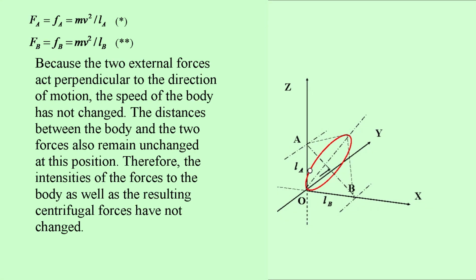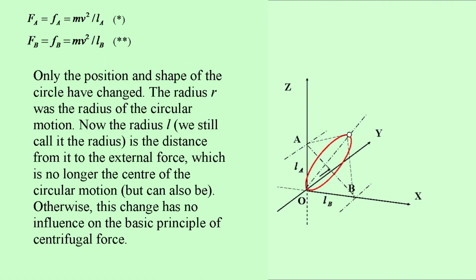Because the two external forces act perpendicular to the direction of motion, the speed of the body has not changed. The distances between the body and the two forces also remain unchanged at this position. Therefore, the intensities of the forces to the body as well as the resulting centrifugal forces have not changed. Only the position and shape of the circle have changed.